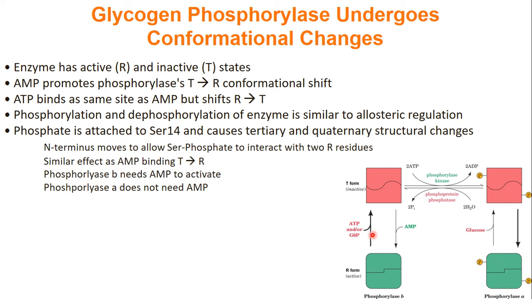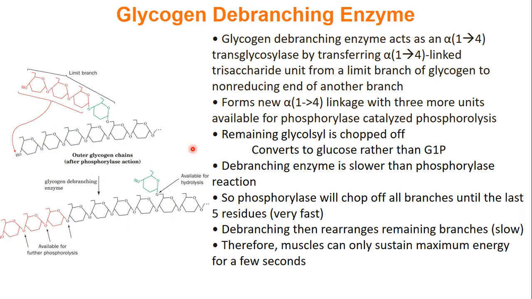So phosphorylase B, if you do not have any phosphate, you basically need AMP to activate it. While if you're phosphorylase A, you're already phosphorylated, you don't need AMP. It's just going to be activated by itself. So that's our first enzyme, and it will work chopping up our branches until we get to the situation where we only have 4 glucose molecules left. This is what we're calling a limit branch, and so we cannot chop off these molecules. And so that's a problem for us.